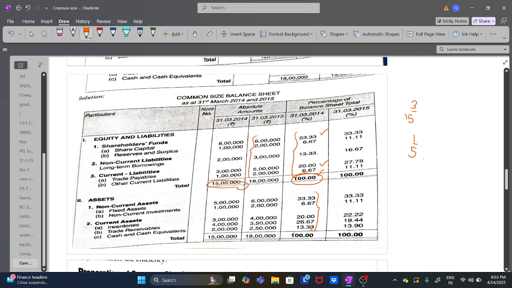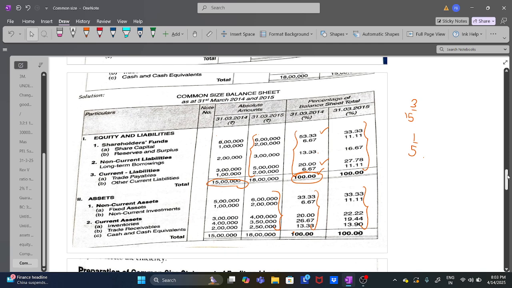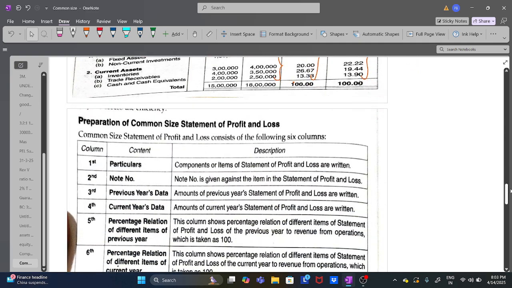Here everything is divided by 18 lakh into 100 and comes like this. So every element is divided by the total of that side. In the balance sheet, the asset and liability sides are the same, so the total of the balance sheet can be used. We divide everything by that in the balance sheet. We have to take care of what is asked.